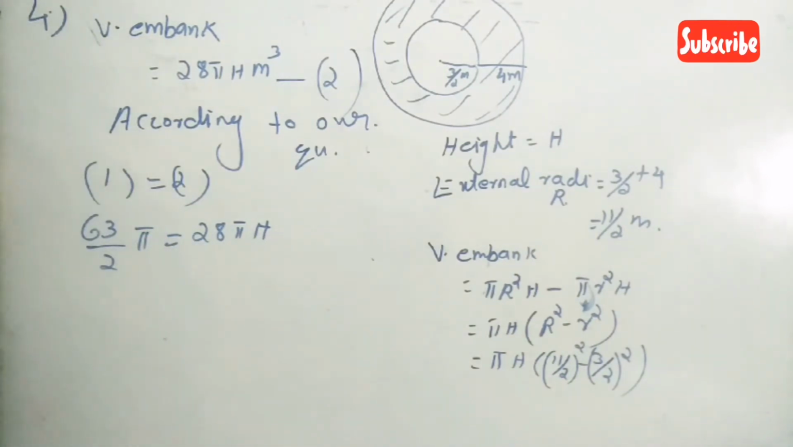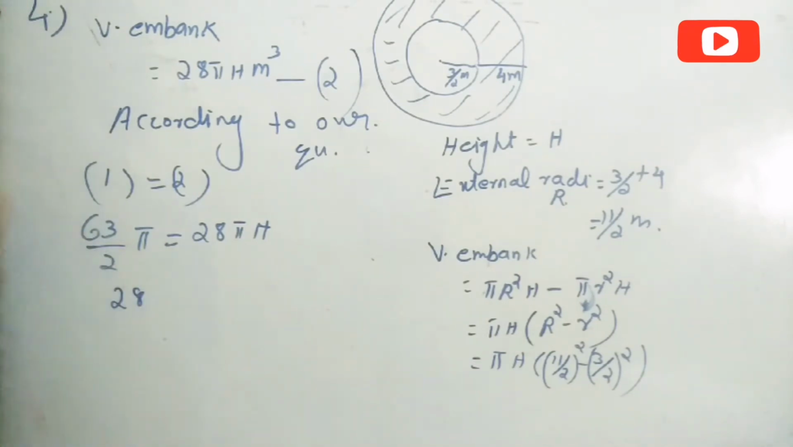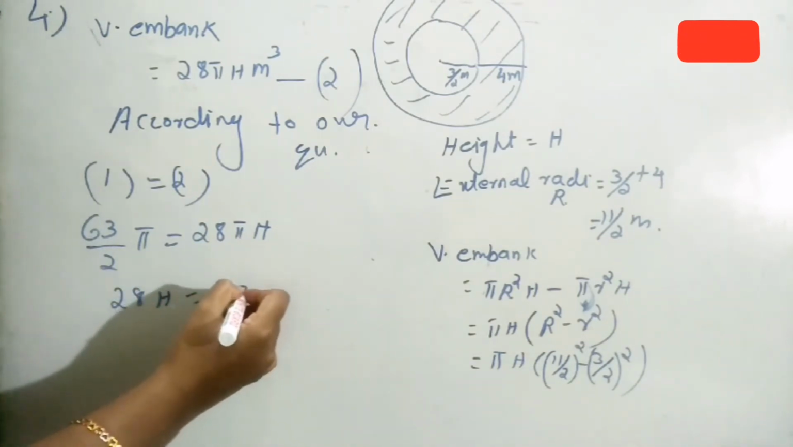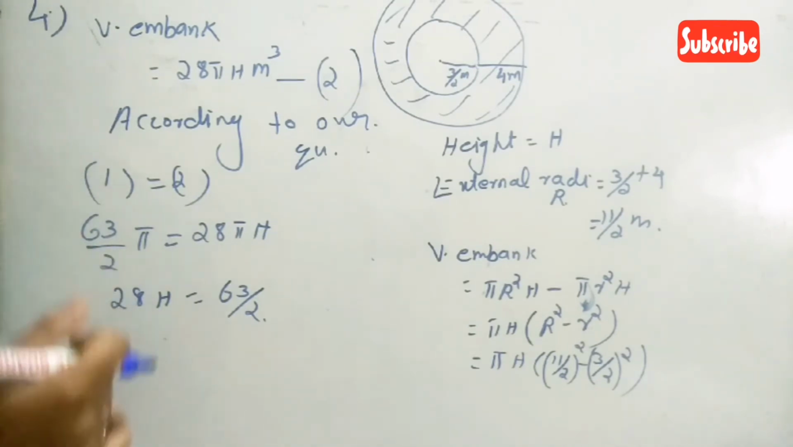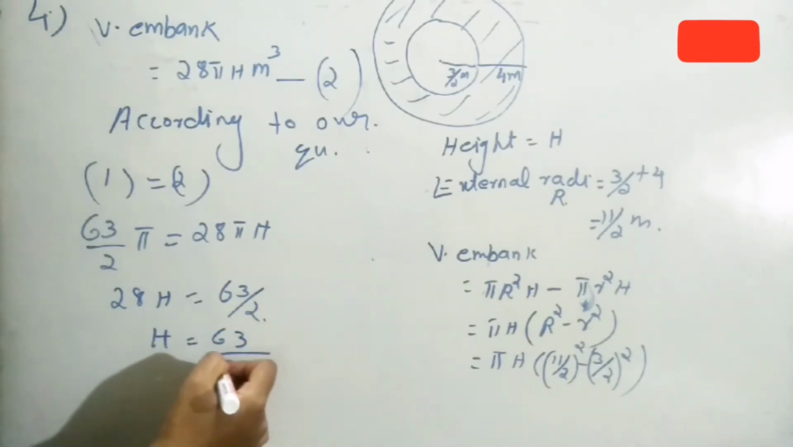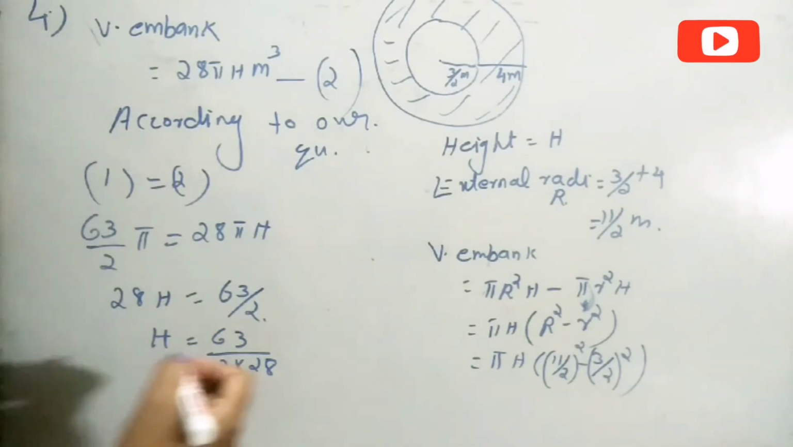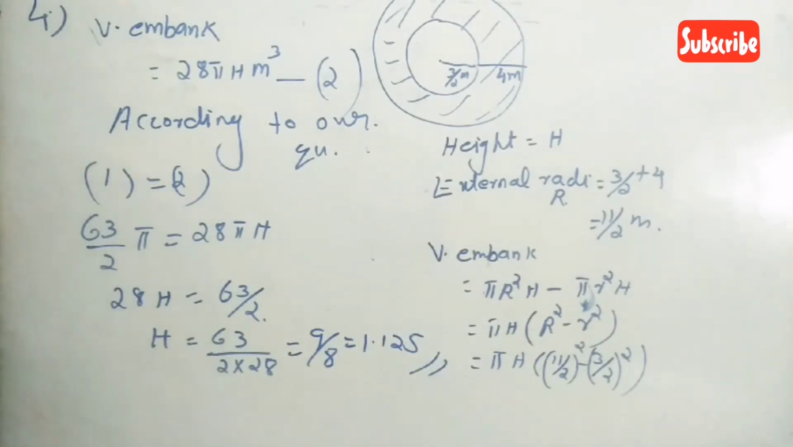Pi gets cancelled because on both sides we have pi. 28h is equal to 63 by 2. We will have 28h is equal to 63 by 2, and from this h is equal to 63 by 2 into 28. This is equal to 9 by 8, which is 1.125. So the height of the embankment is 1.125.